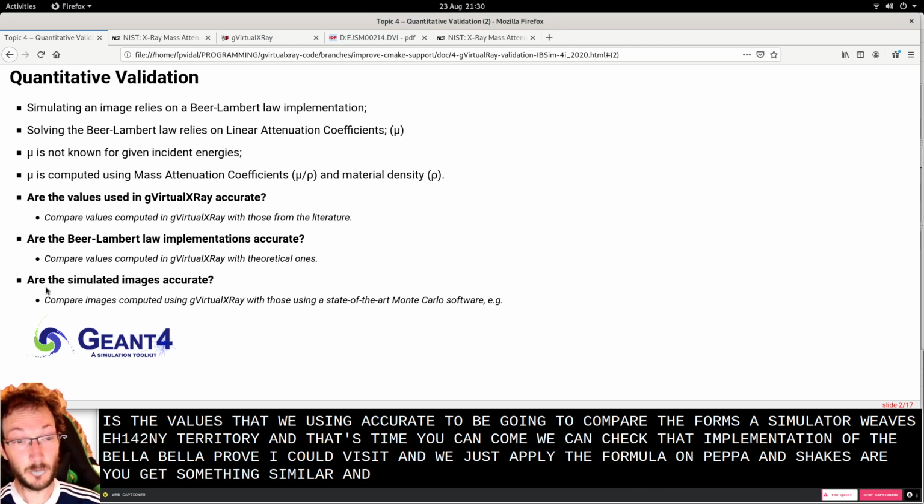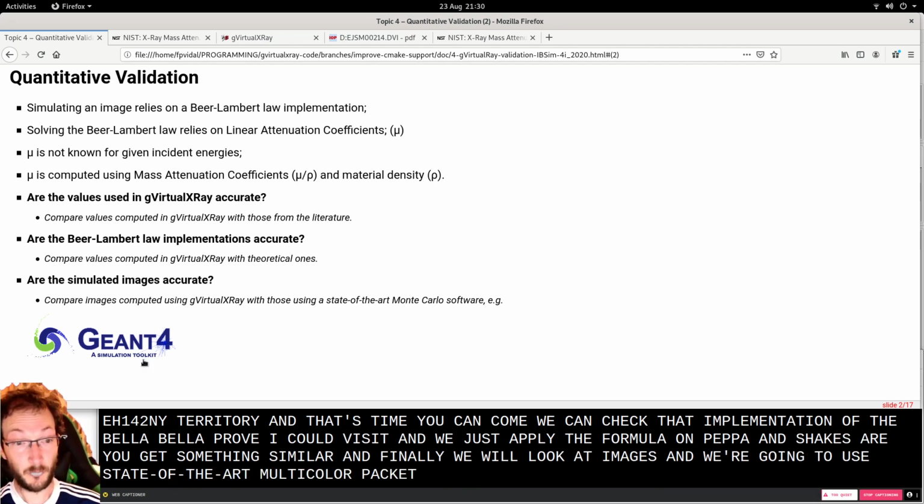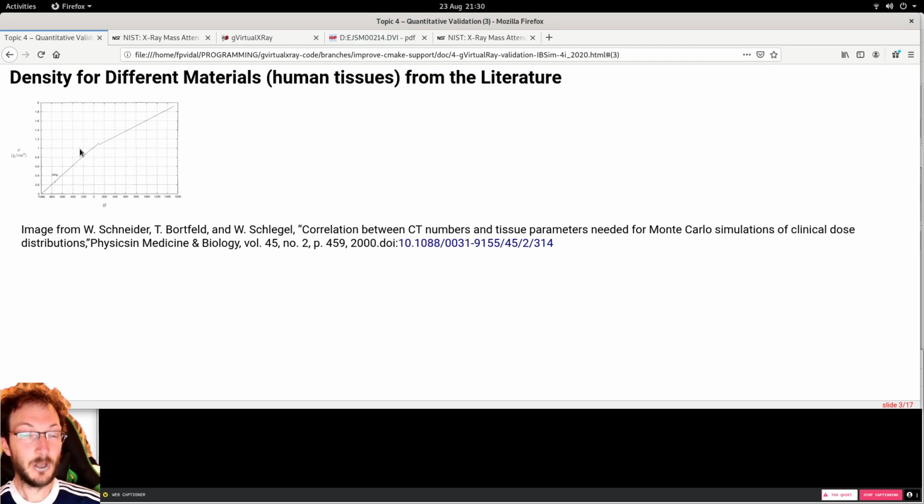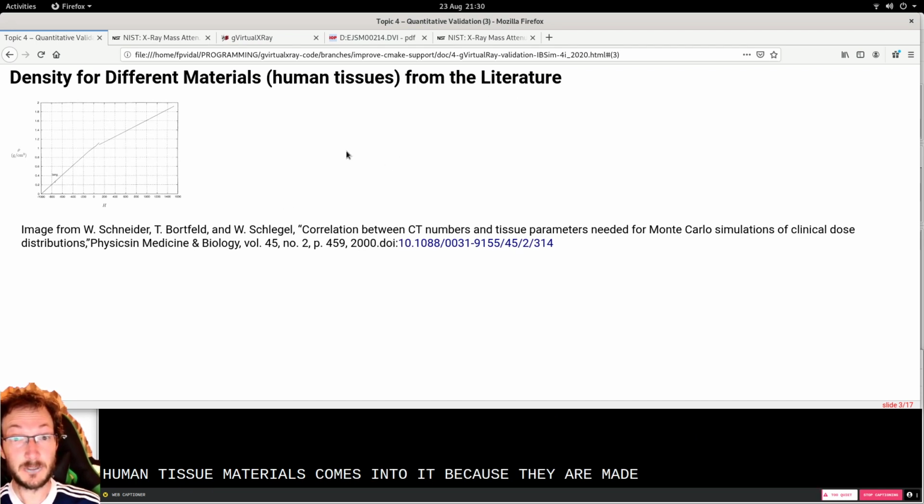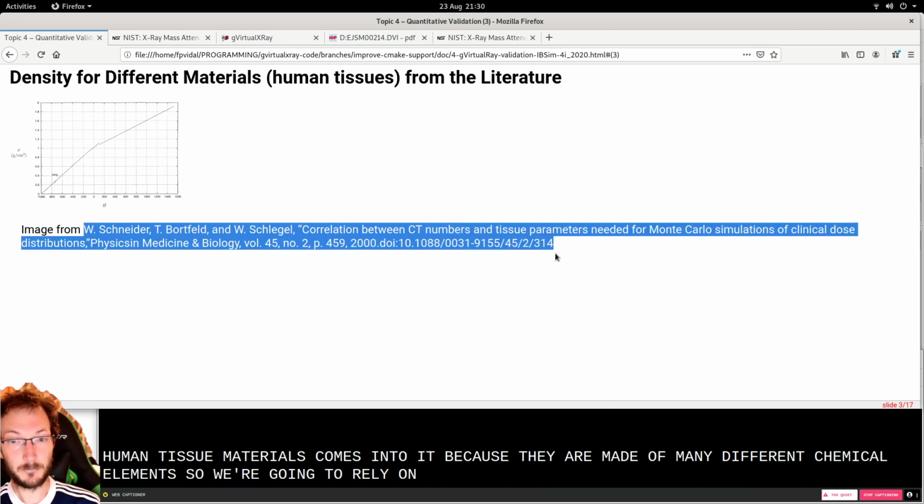And finally, we will look at the images. And we're going to use a state-of-the-art Monte Carlo package, Geant4 from CERN, and compare our images with the one provided by Geant4. We use human tissue materials from the literature because they are made of many different chemical elements. So we're going to rely on that.